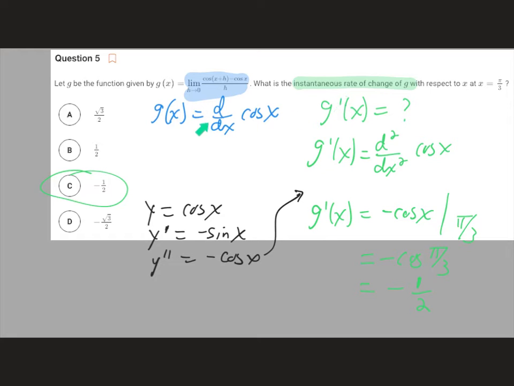Well, if I need g prime, that means I need to take the derivative of this derivative, which means I need the second derivative of cosine. If y is cosine x, the first derivative is negative sine x, the second derivative is negative cosine x. So I need to evaluate negative cosine x at pi over 3. Draw your unit circle if you need to. I probably should have, but the cosine of pi over 3 is a 60-degree angle. That means that the x-coordinate is 1/2, so negative 1/2. The answer is C.